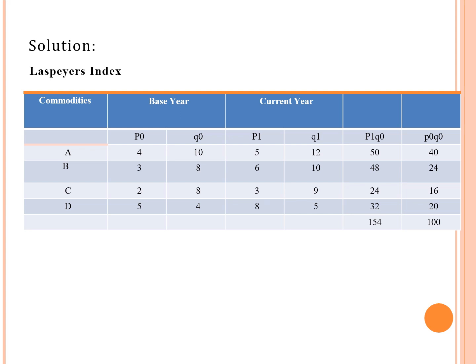Same as that, we have to calculate P0 Q0. So P0 is 4 and Q0 is 10, so the answer is 40. Same thing, 3 into 8 is 24, 2 into 8 is 16, and 5 into 4 is 20. So the total of P1 Q0 is 154 and the total of P0 Q0 is 100.